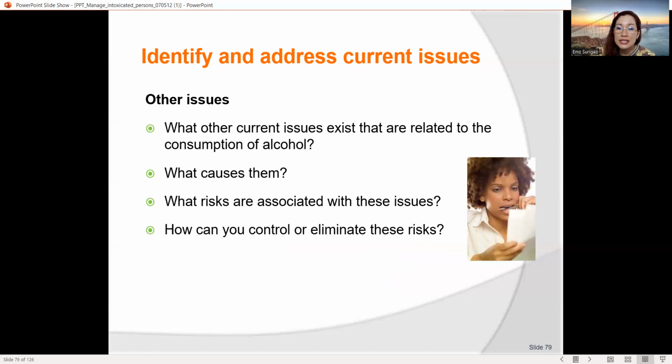What other current issues exist that are related to the consumption of alcohol? What causes them? What risks are associated with these issues? How can you control or eliminate this risk?